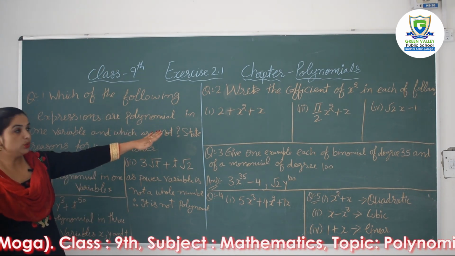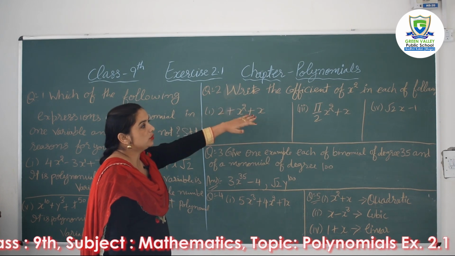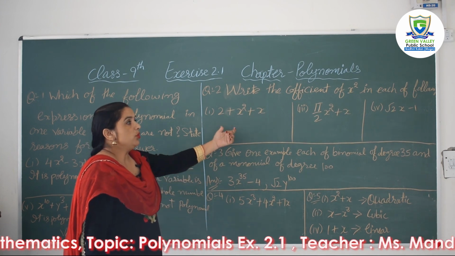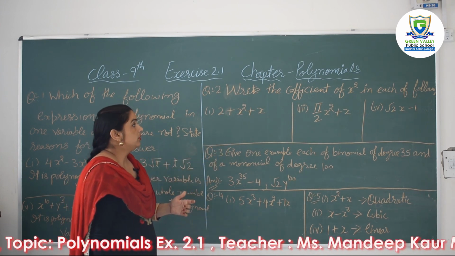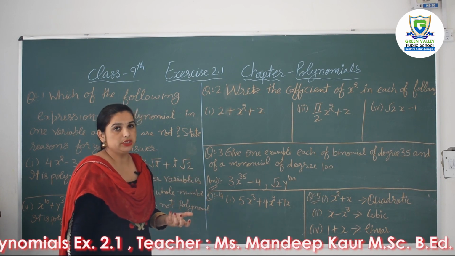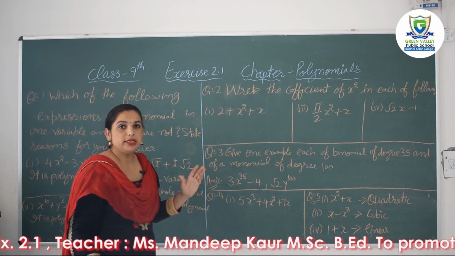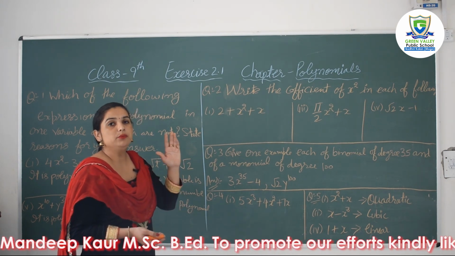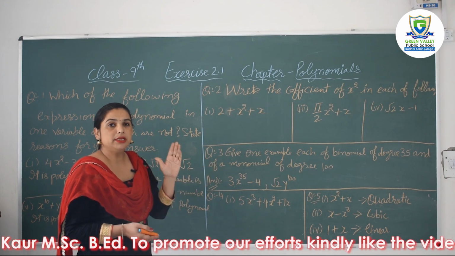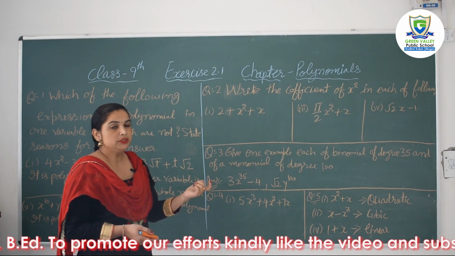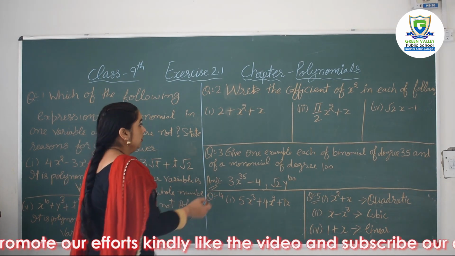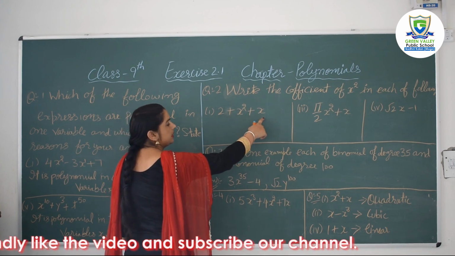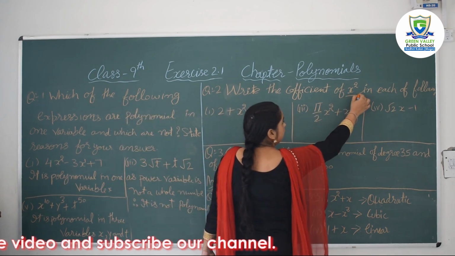Now we'll move to the second question. The second question is, write the coefficient of x square in each of the following. If you remember, in the last video, we have learned how to find the coefficient. For this, we have to check what is the constant with it, or I told you in simple words, you have to skip that variable. By skipping that, what is left in that term, that is our coefficient. Like here in the first part, if you can check, it is 2 plus x square plus x. We have to find the coefficient of x square.